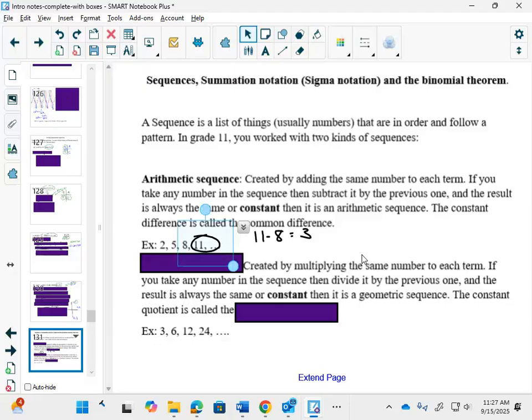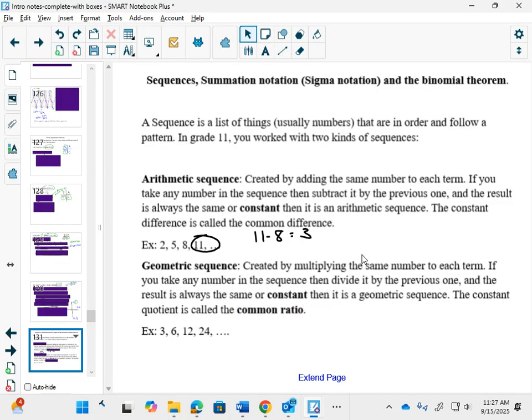The next type of sequences you learned about were geometric sequences, where you had a common ratio. Pick randomly any 2. A ratio is a fraction. If I divide those 2, I get 2. And it doesn't matter which 2 I pick in a row, the division is the same.